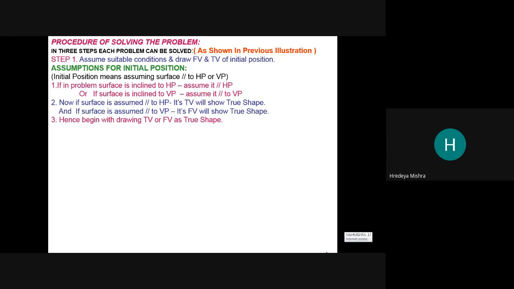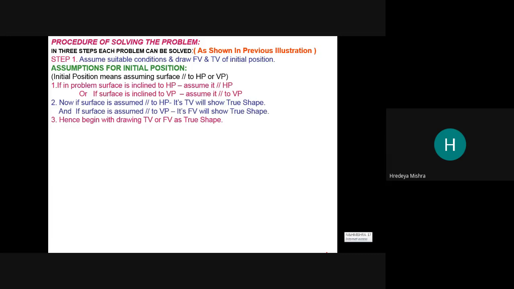We must draw the XY line. That is in all engineering drawing, whatever you study: projection of point, projection of line, projection of plane, or projection of solid. The main initial step is the same. First you draw the XY line. After that, in projection of plane, you have to draw the true shape of the plane. Okay?